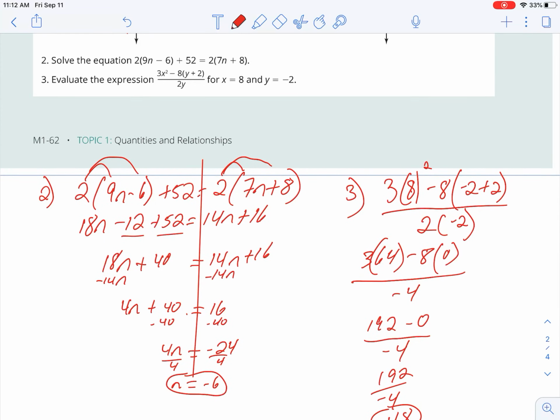Again, 2 and 3 are reviews, starting back to about 5th, 6th, 7th, 8th grade. But I have a feeling that's where some of us are going to need some more practice.